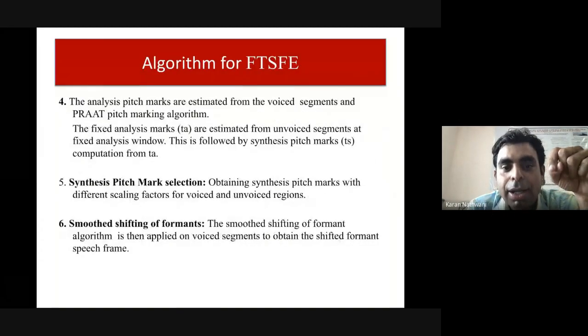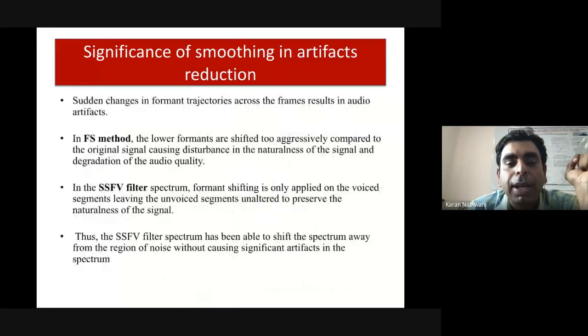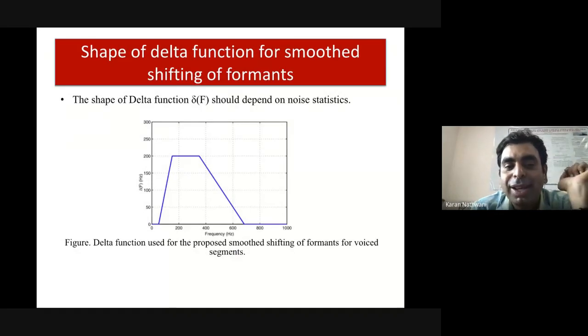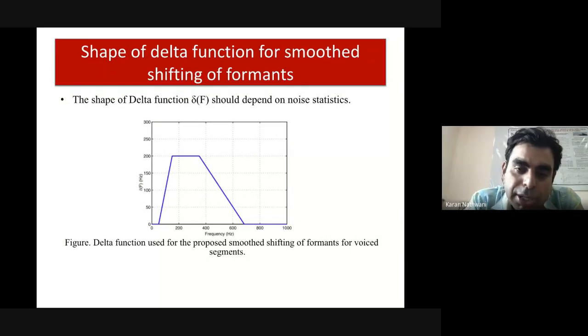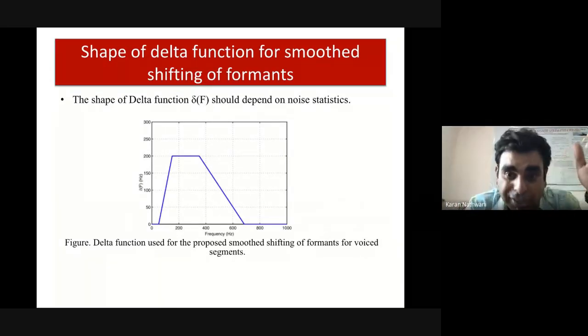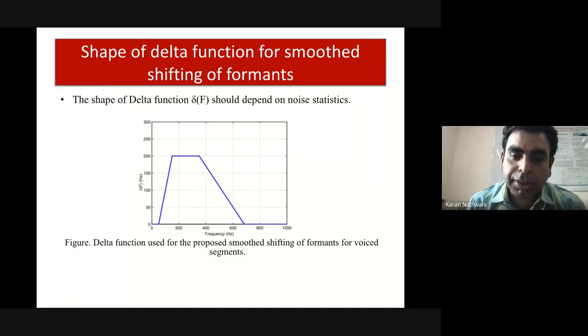So you will be wondering why my delta function was only up to 1000 hertz. I hope you got the point now, because noise is not present after 1000 hertz. So why do we need a bigger delta function? The delta function range should be from 0 to 1000 hertz because after that there is no energy component in the noise I'm talking about. So I will restrict my delta function. This is very simple, just common sense.